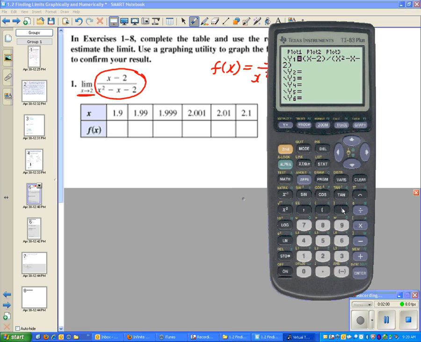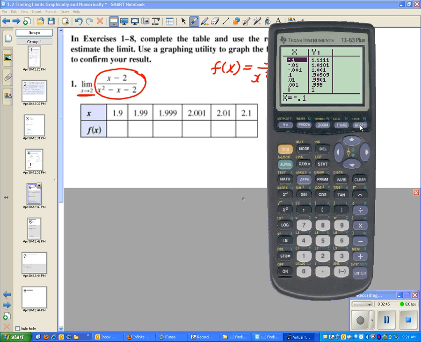So if you just go to your table right now, it's got things on there you don't want. We don't want x equals those particular values that I have there. So here's what we do. Go to table set. Make sure your independent variable is set to ask. That way, you get to determine what the x values are. The calculator asks you what values you want. Okay? Now we can go to table.